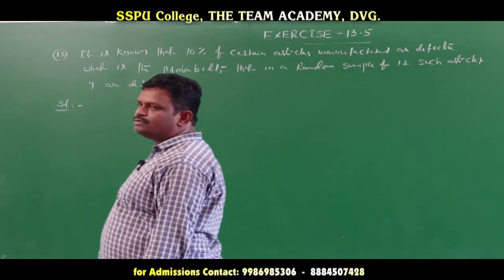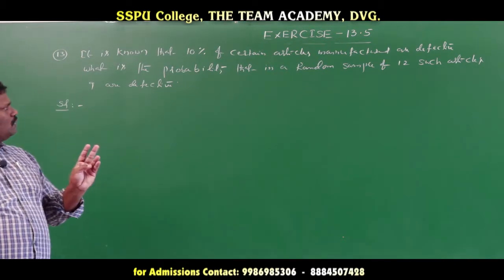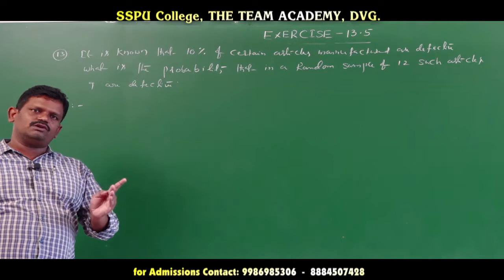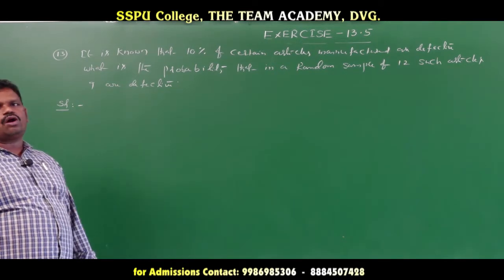So here the parameters are: N is equal to 12. P is equal to 10 by 100, which means 1 by 10. Q is equal to 9 by 10. Then, 9 are defective, so R is equal to 9.